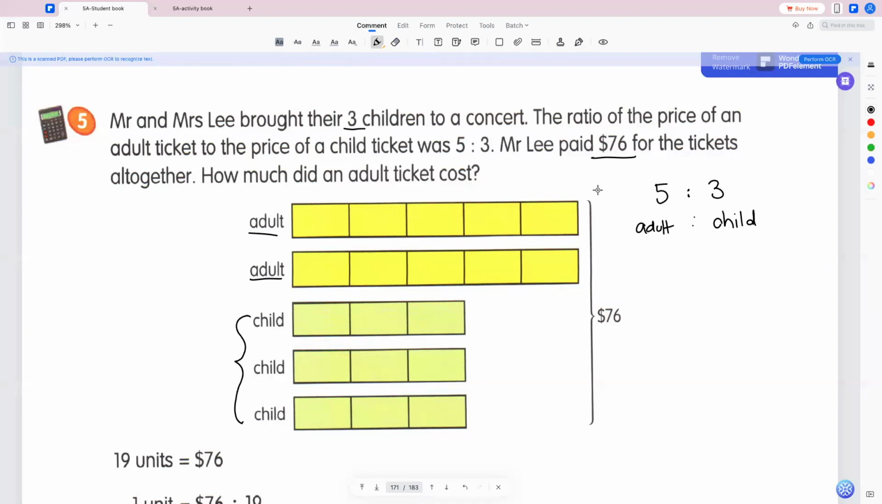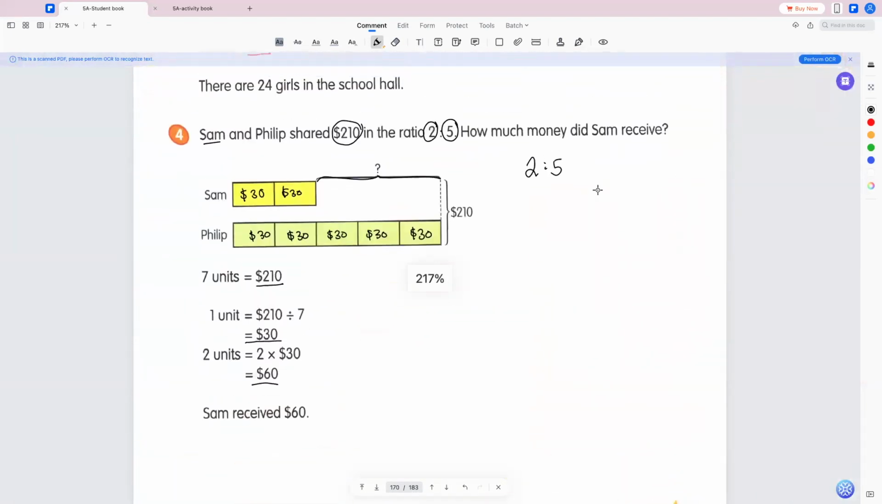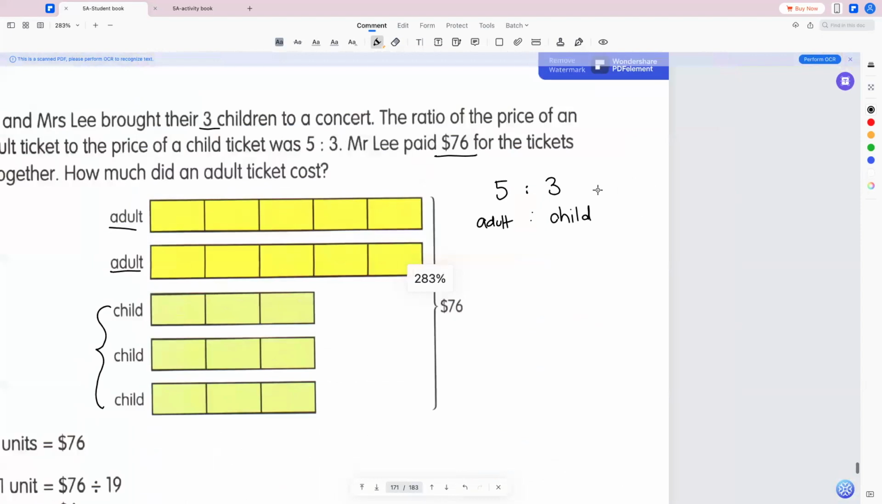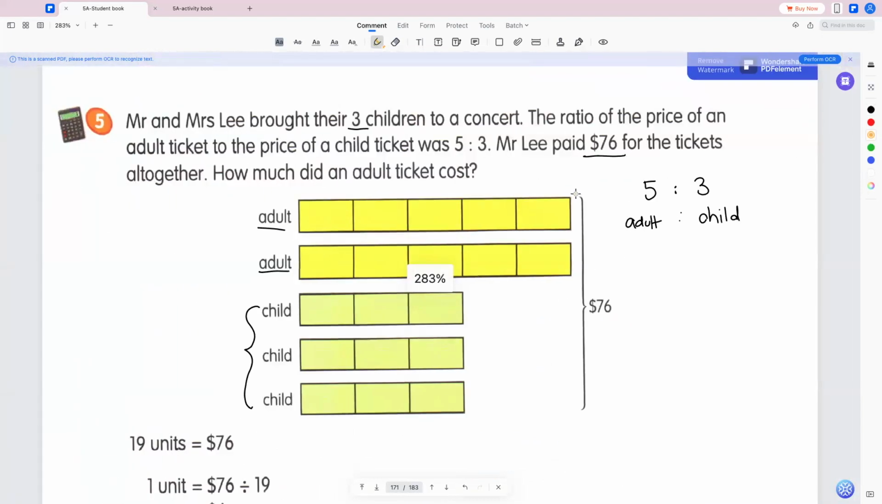So again, we're following a similar process like we did in this question, where we're representing the total. Here we can see that this total is $76. Now they're asking us, how much does an adult ticket cost? Again, we're following a very similar process where we add up all the units. It's very helpful to draw this out or use manipulatives, and I'll show you how to do that. It's very helpful because it allows you to visualize. Before you try to do it without the diagrams, I really encourage you to draw it out.